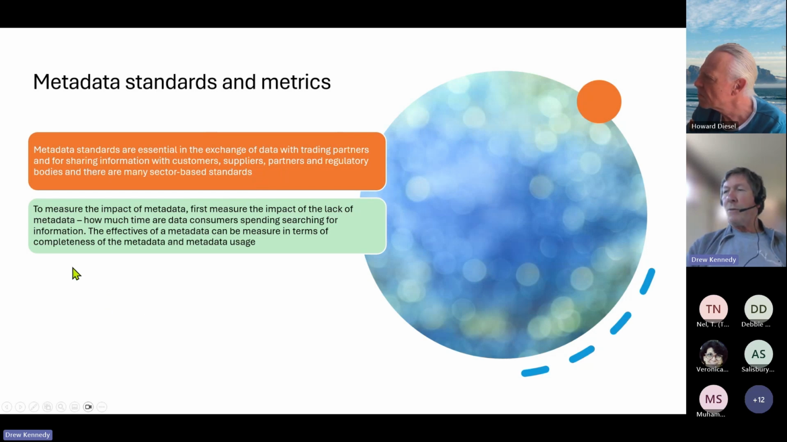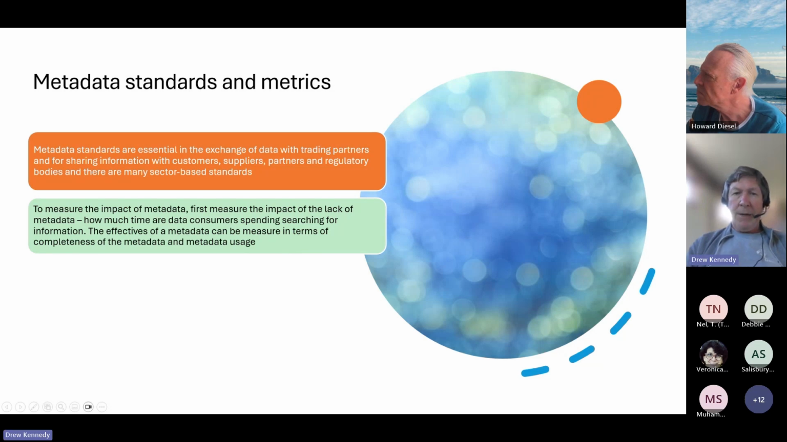The final side of it is to measure the impact of that metadata. You need to have an idea of the impact if you don't have that metadata. So how much time are those consumers spending searching for their data? We looked at that as one of the strong drivers for a business case. How effective is it in terms of completeness? Does it tell people everything they need to know? And are people using it? If they're not using it, why aren't they using it? How can we help them use it through training, through promotion, through marketing, through everything else?